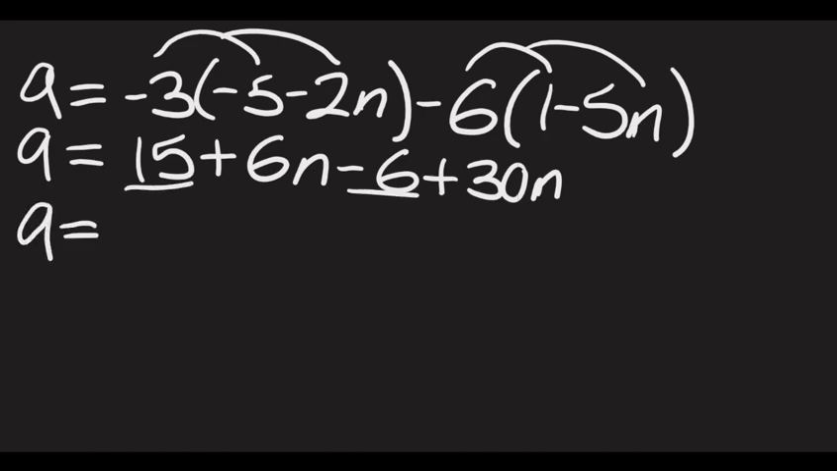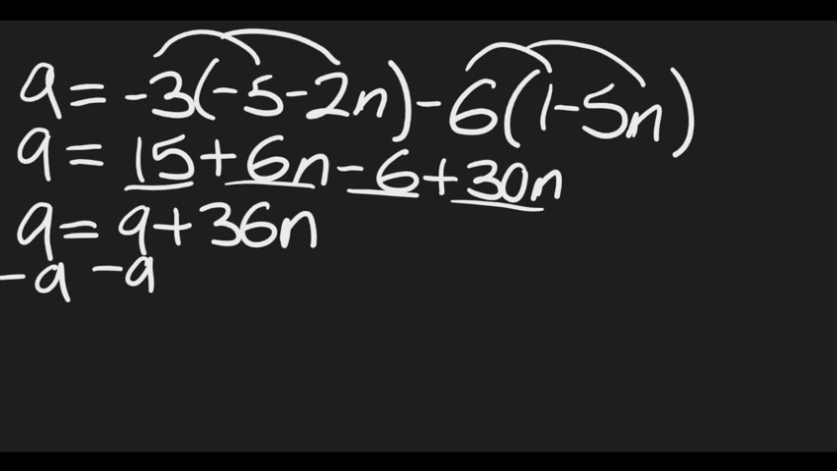Next, we need to combine like terms. 15 and negative 6 go together. 15 minus 6 is 9. And then 6n and 30n go together. 6n plus 30n is 36n.